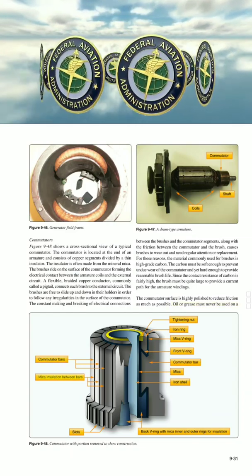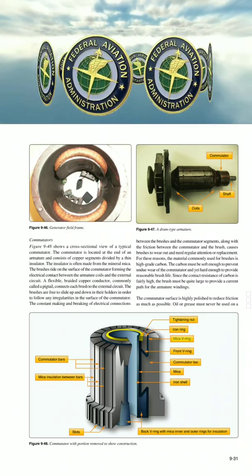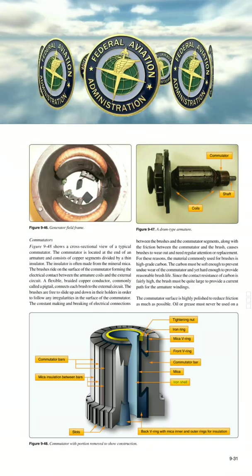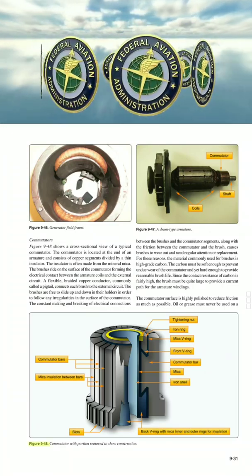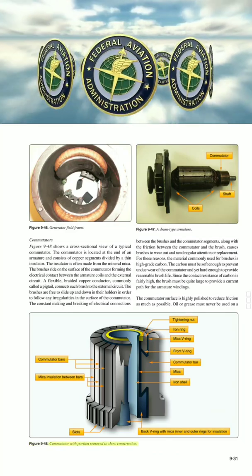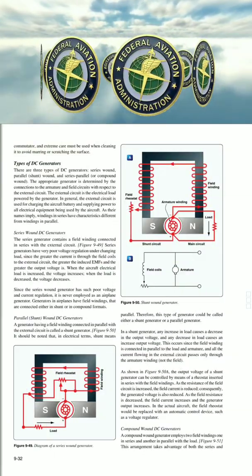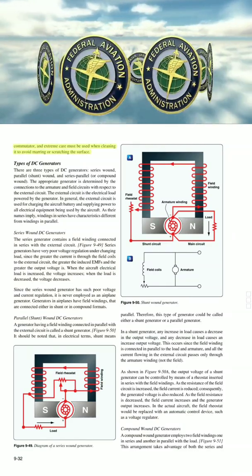Commutator bars. Mica insulation between bars. Tightening nut. Iron ring. Mica V-ring. Front V-ring. Commutator bar. Mica. Iron shell. Slots back V-ring with mica inner and outer rings for insulation. Figure 9-48. Commutator with portion removed to show construction. 9-31. Commutator, and extreme care must be used when cleaning it to avoid marring or scratching the surface.